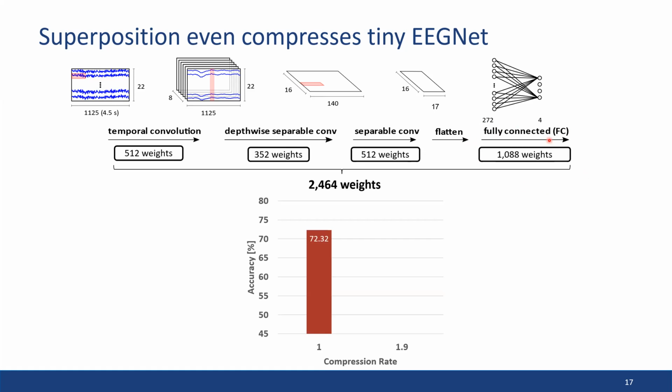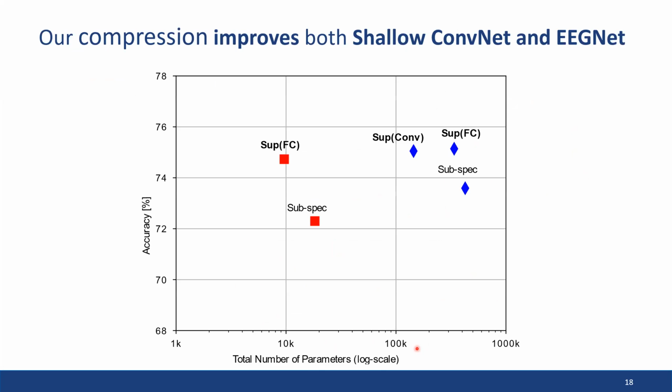So if we apply this EEGNet on the BCI competition IV 2a, we see a classification accuracy of 72.32%. And if we compress the fully connected layer, we again achieve a higher accuracy than the non-compressed network at the compression rate of 1.9.